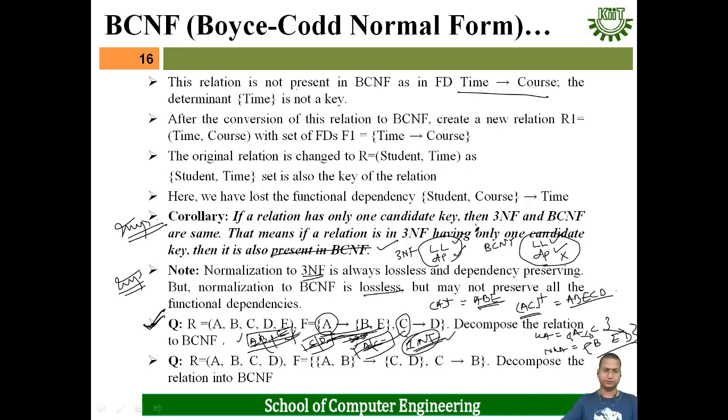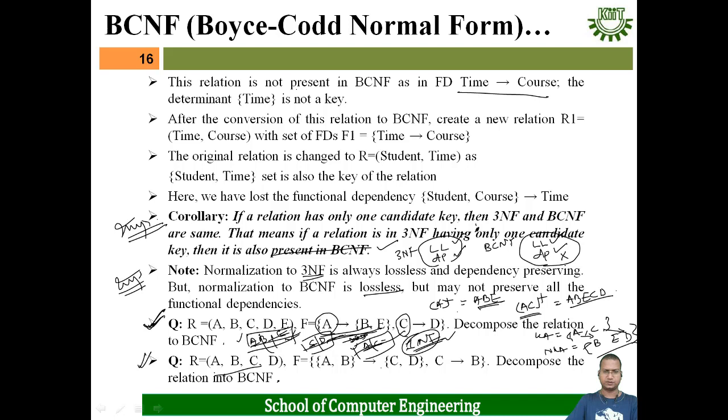Excuse me. Okay. Then another question is there. Suppose R, A, B, C, D, four attributes are present, and functional dependencies are A, B to C, D, and C to B. Decompose the relation into BCNF. First, we have to find out in which normal form this relation is present.